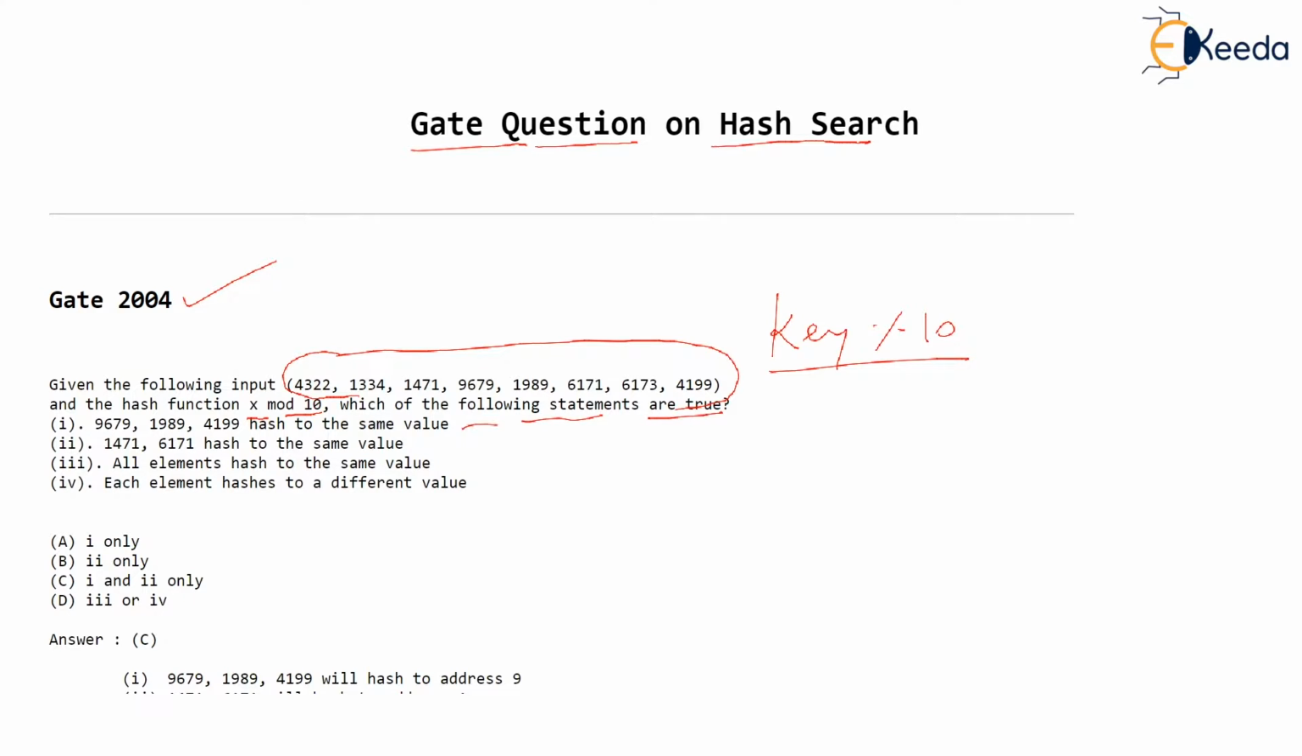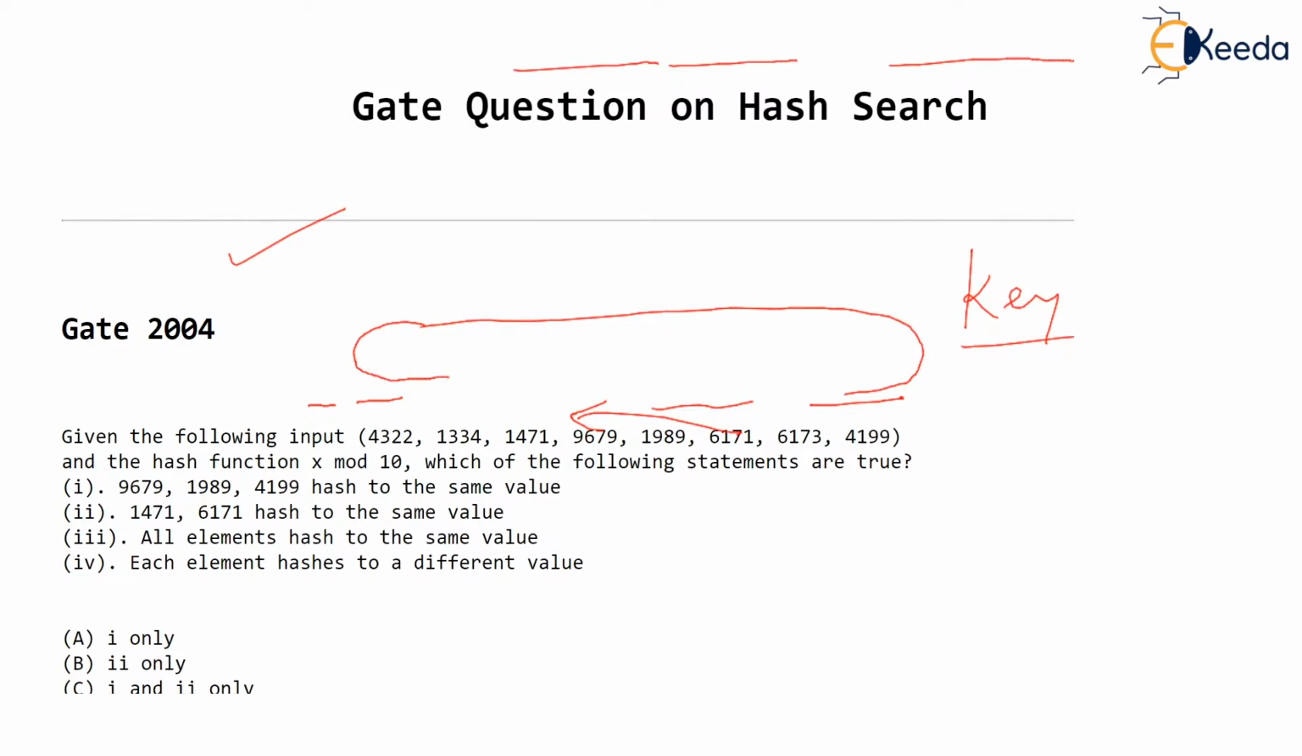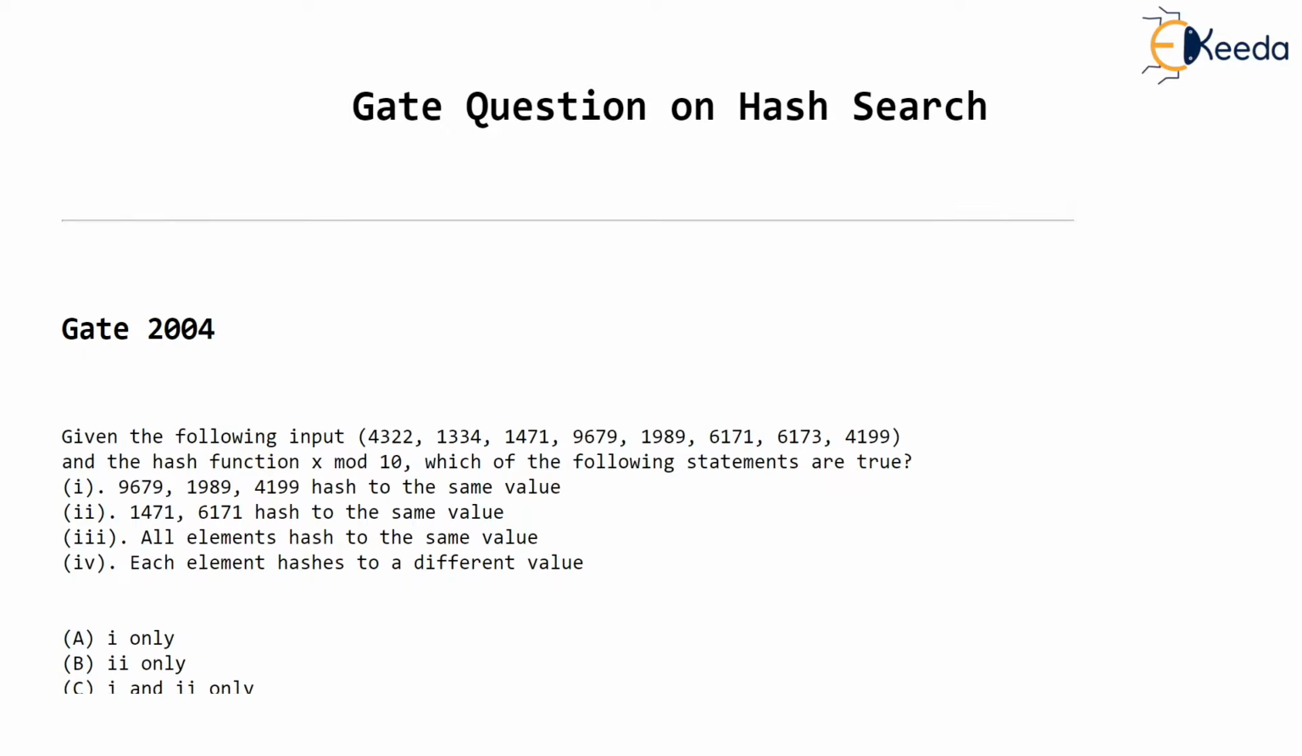Check the first argument they are making, 9679. What is asked here is that if these are the keys and the hash function is x mod 10, then the first point they have said is that these keys hash to the same value, and indeed they will hash to the same value. Check all the keys over here which I am underlining, they end with 9.